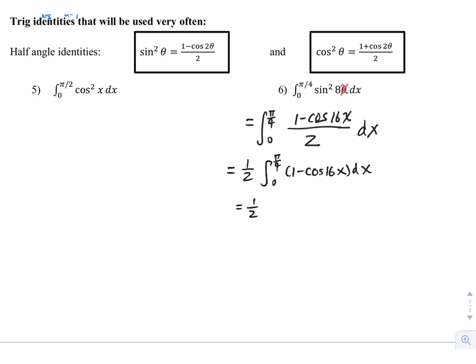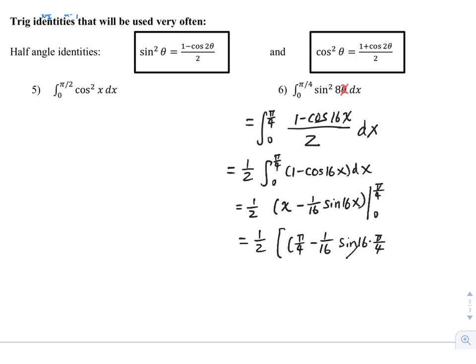And we can use direct integration. The antiderivative of 1 is x, and the next one is 1 over 16 sine 16x. Plug in 0 and then pi over 4 here. When it's pi over 4, minus 1 over 16 sine of 16 times pi over 4, this becomes 4 pi, so sine of 4 pi is 0. When it is 0, 0 minus 1 over 16 sine 0, which is also 0, so the whole thing is 0.